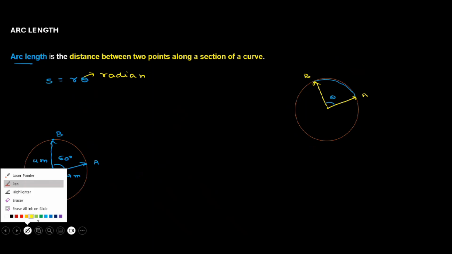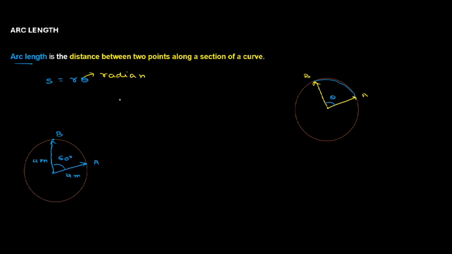So let us first write down what is given to us in this question. I have the radius equal to 4 meters. The angle theta is 60 degrees. First convert your theta from degrees to radians. So I will write this as 60 times pi over 180. That gives me theta in radians to be pi by 3 radian.